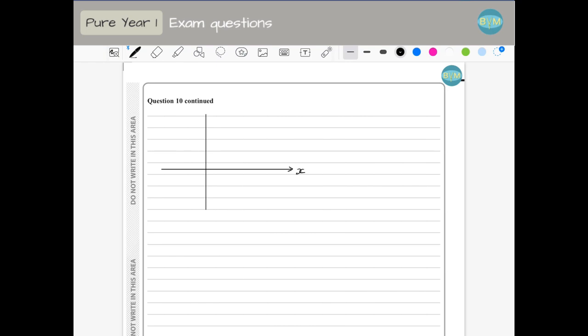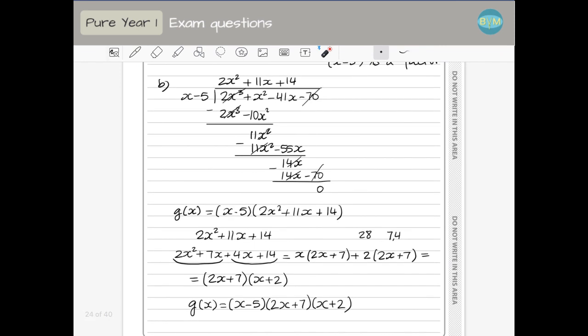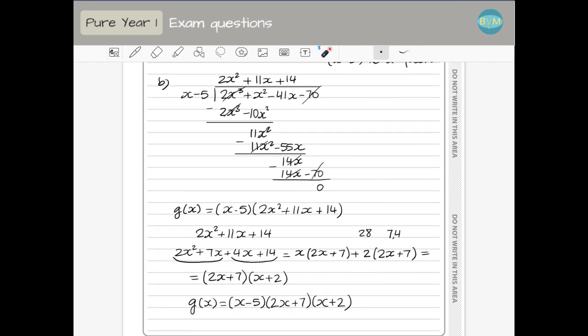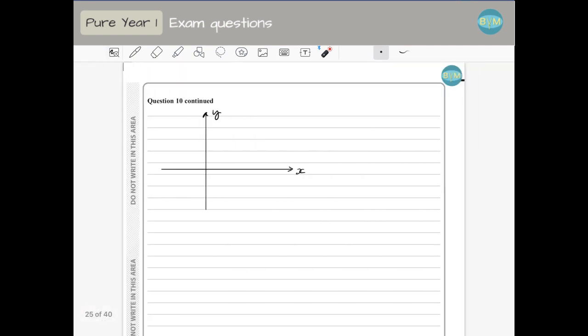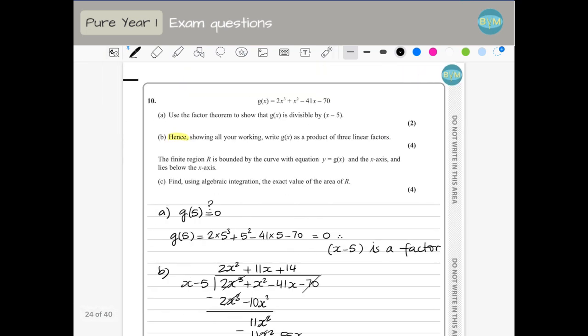So if we represent g(x), and we know how to because it's a cubic, and we know the factors, so the factors are these ones. When I find the roots to represent the cubic, one is 5, then I have another that is minus 7 halves, and another that is minus 2. So my roots are x equals 5, x equals minus 7 halves, and x equals minus 2, no? Yeah.